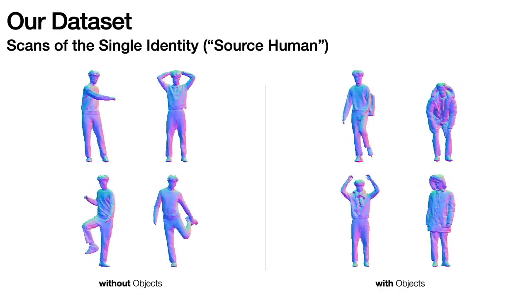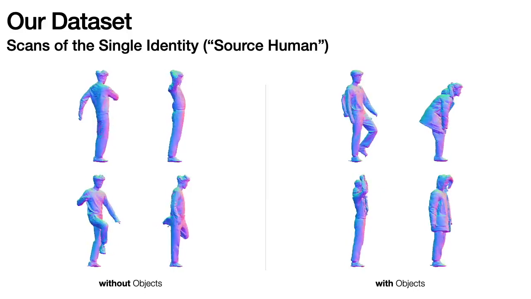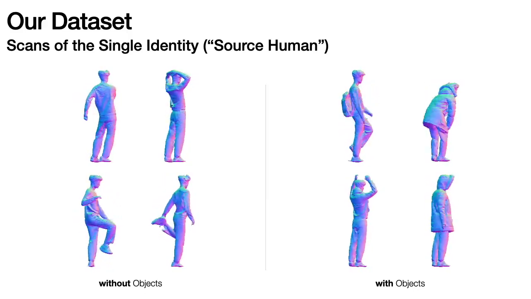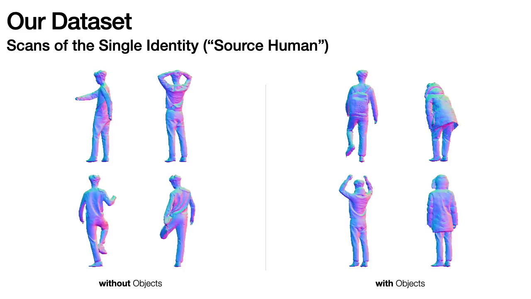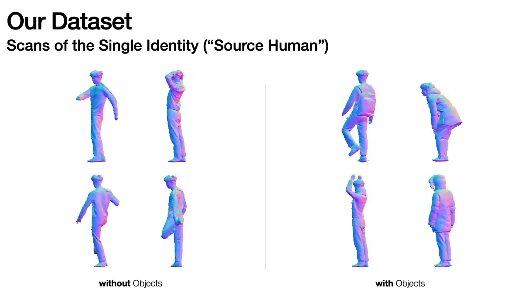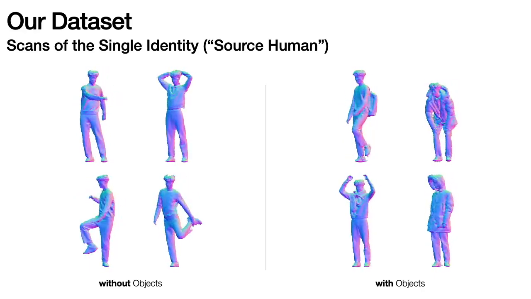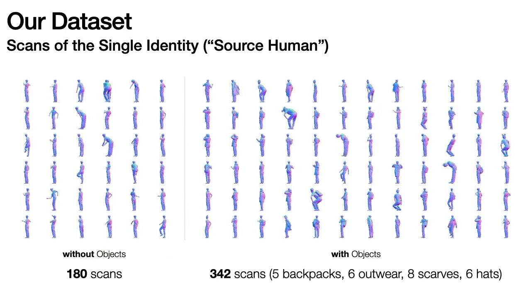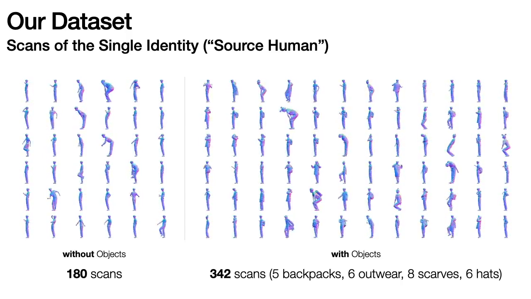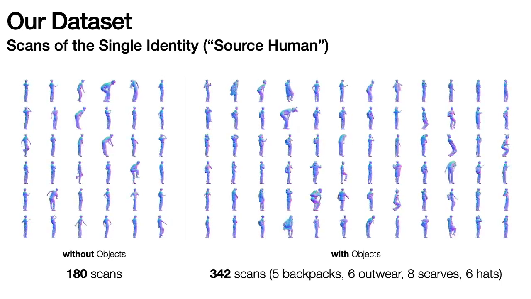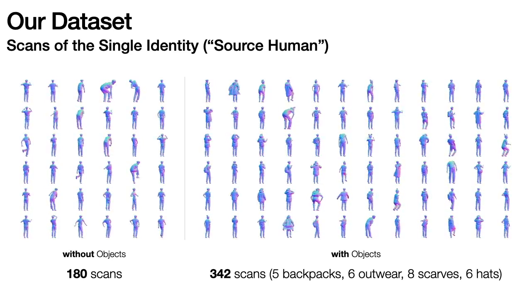In order to train our framework, we collect human-object interactions with diverse poses from a single subject, referred to as the source human. To enable the composition of objects from these scans, we also capture the same person without any objects, also with diverse poses. The deviation between these two sets defines the object in our setup. To train our model, we captured 180 scans of the source human without objects and 342 scans of the source human with objects, including 5 different backpacks, 6 outwears, 8 scarves, and 6 hats.